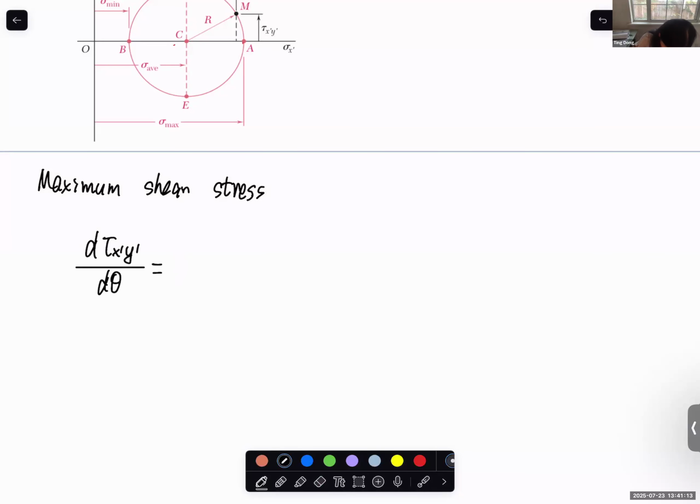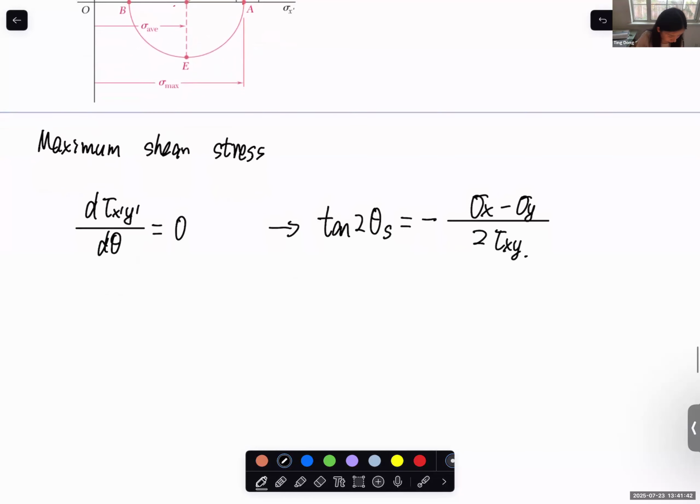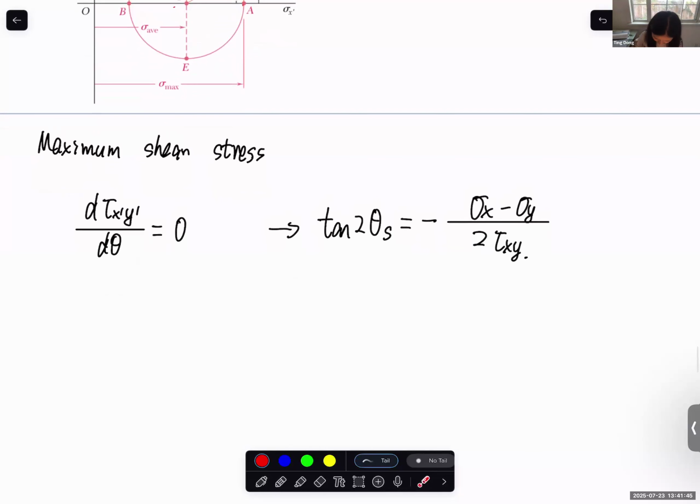So we have the equation derived already, so I will write it here: tangent 2 theta. I use subscript S to represent the maximum shear stress, and it's equal to negative (sigma x minus sigma y) over 2 tau xy. So this is the theta when the shear stress reaches the maximum.